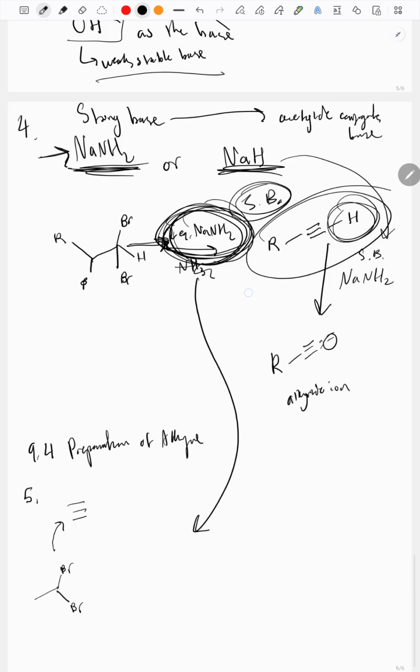So we learned that something, let's say, how can we make something like this? Let's try this. Well, this can come from a dihalide. The dihalide would look something like this. And if we react it with two equivalents of strong base, like NaNH2, we can get this alkyne.